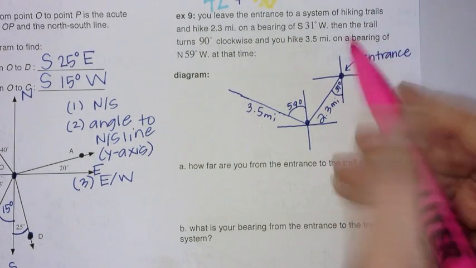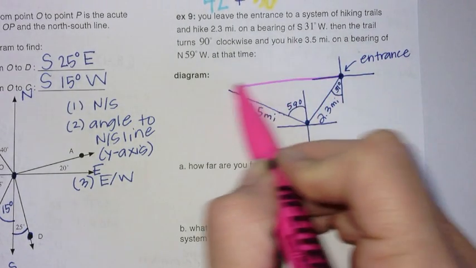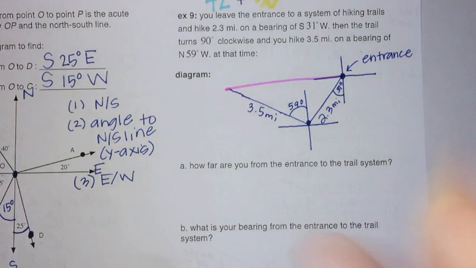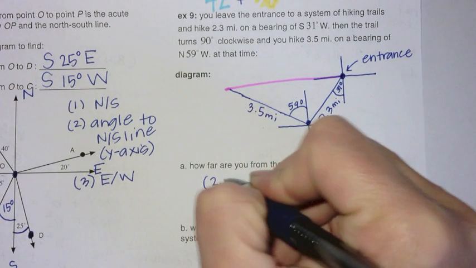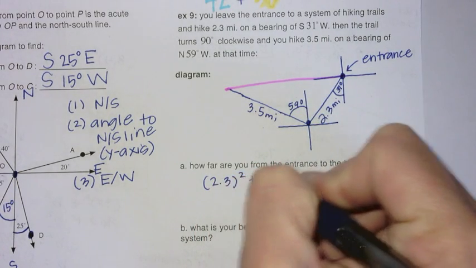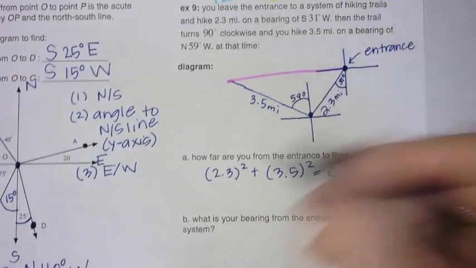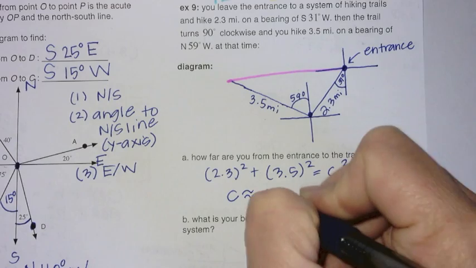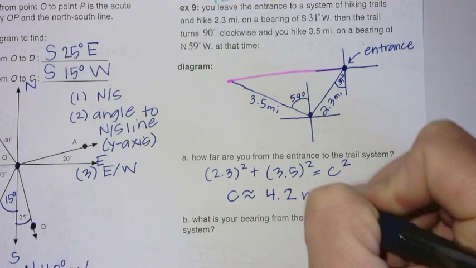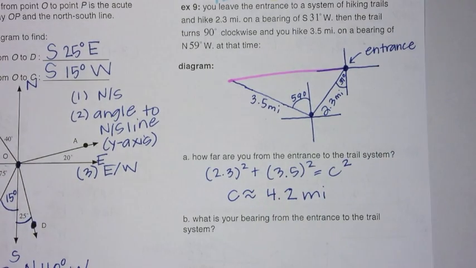So it's important that you know it says from the entrance. So it's how far are you away? So you just do Pythagorean theorem again. 2.3 squared plus 3.5 squared equals the distance you are away squared. And that distance is 4.2 miles, which makes sense because it needs to be bigger than the other two.